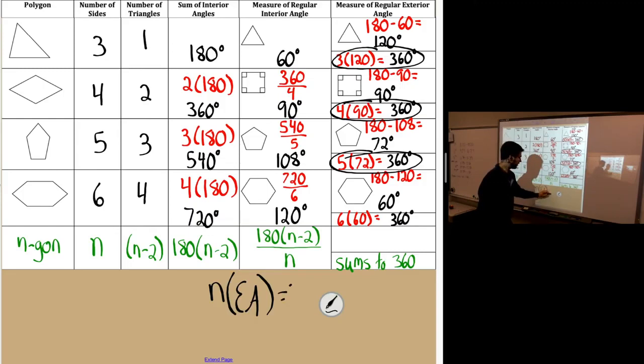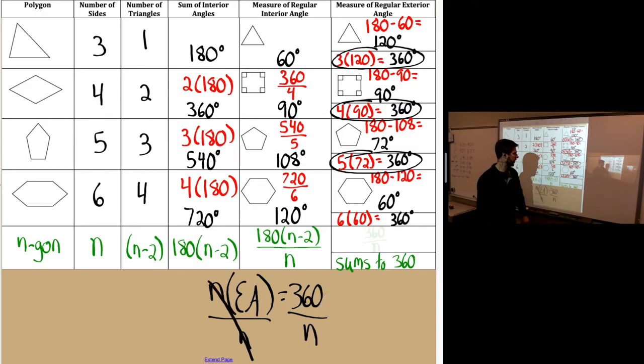Now, if I want to solve for this exterior angle, how do I solve for it? Well, I just divide by n on both sides, right? Therefore, the n's cross out, giving me the equation 360 divided by n. Now, that is a lot easier than trying to do 180 times n minus 2 divided by n, then 180 minus that. Now, that seems a lot easier. So, now that we have that filled in, let's see if we can use it.